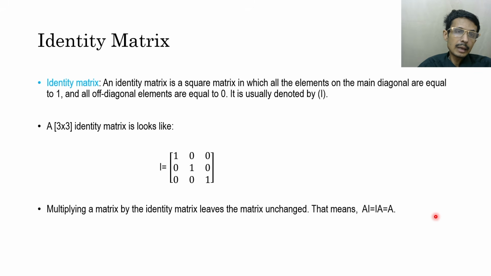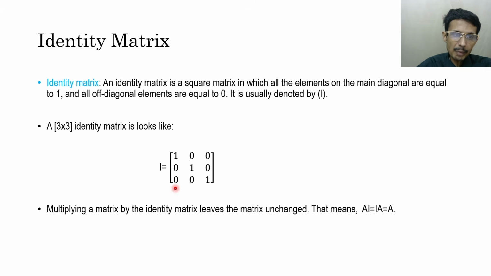Now, another important concept of the matrix is the identity matrix. An identity matrix is a square matrix in which all elements of the main diagonal are equal to 1 and the off-diagonal elements are equal to 0. It is usually denoted by capital I. So a 3 cross 3 identity matrix basically looks like this.